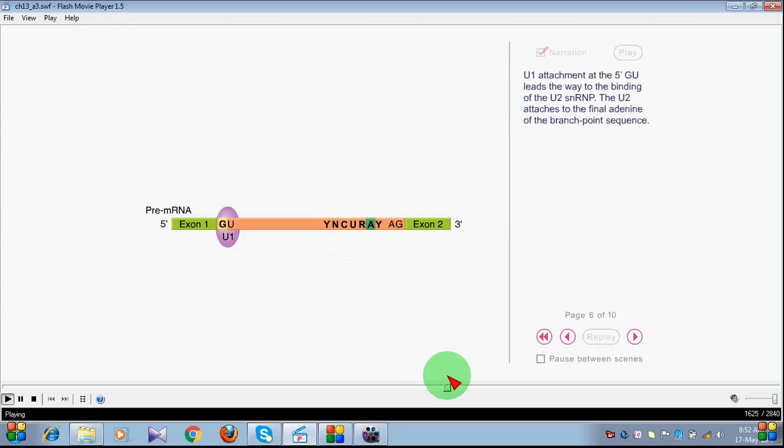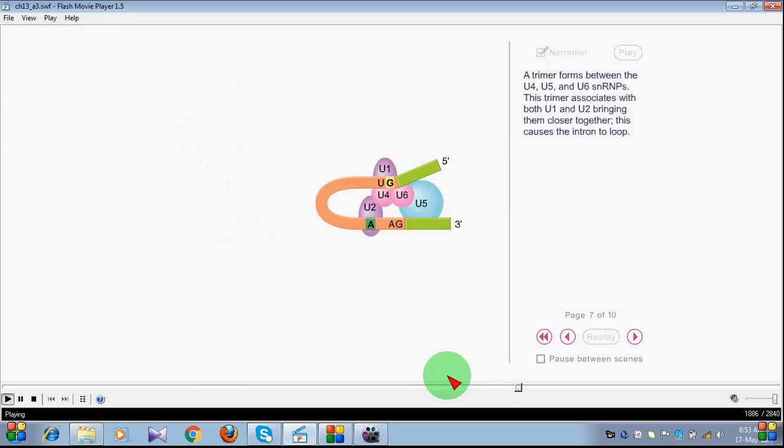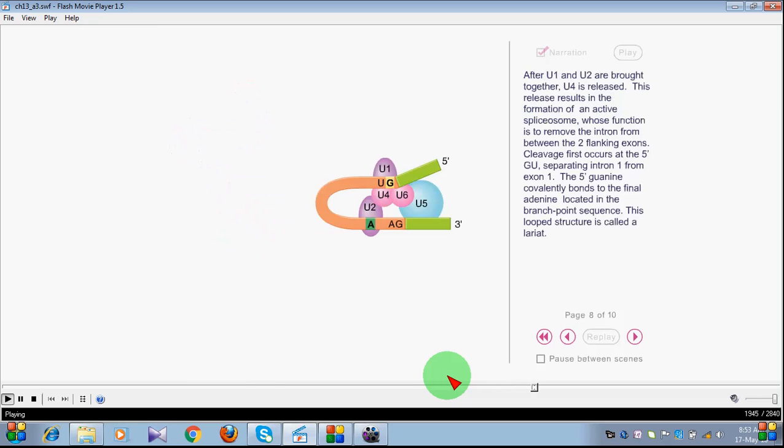U1 attachment at the 5' GU leads the way to the binding of the U2 SNRP. The U2 attaches to the final adenine of the branch point sequence. A trimer forms between the U4, U5, and U6 SNRPs. This trimer associates with both U1 and U2, bringing them closer together. This causes the intron to loop. After U1 and U2 are brought together, U4 is released.